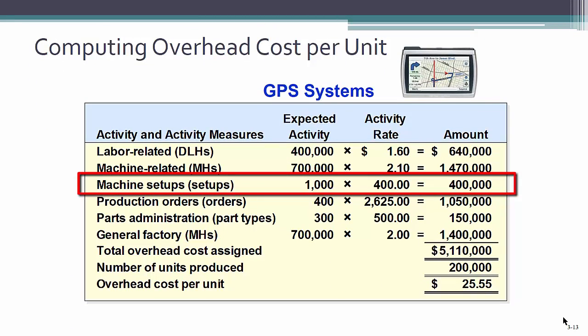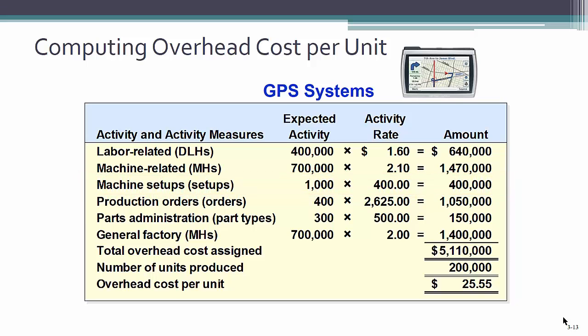We follow the same procedure for GPS systems. For example, we multiply the activity rate of $400 per machine setup by 1,000 machine setups, resulting in $400,000 of overhead assigned to GPS systems based on the machine setup activity. We use the same overhead assignment for the other 5 activities, then add the amounts together to find that we have assigned a total of $5.11 million of overhead to GPS systems.